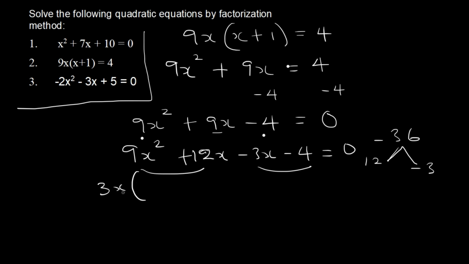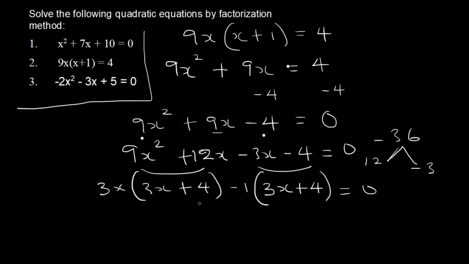So 9x squared divided by 3x, we'll have 3x plus 12x divided by 3x is 4. We'll come over to this place. Minus 3x minus 4, 1 is common. So we'll have minus 1. And minus 3x divided by minus 1 becomes a positive value, that is 3x. And minus 4 divided by minus 1 is a positive value. So plus 4 equal to 0.